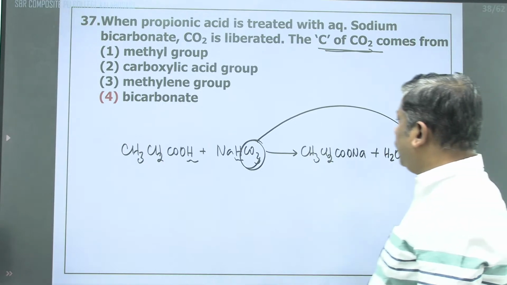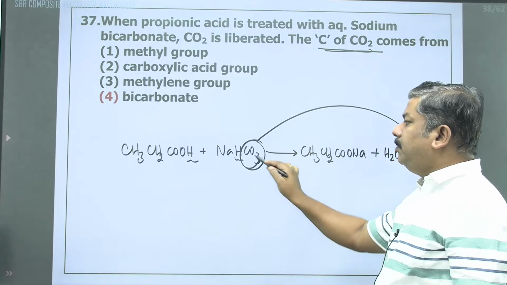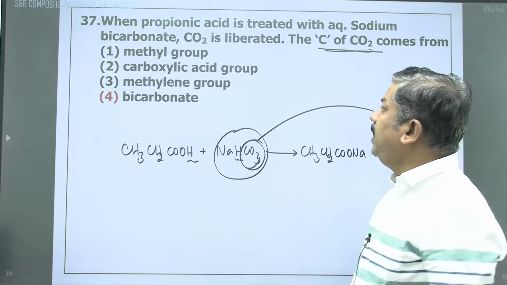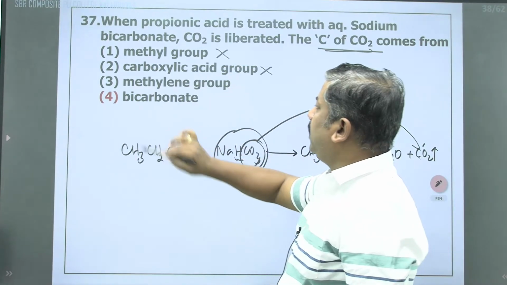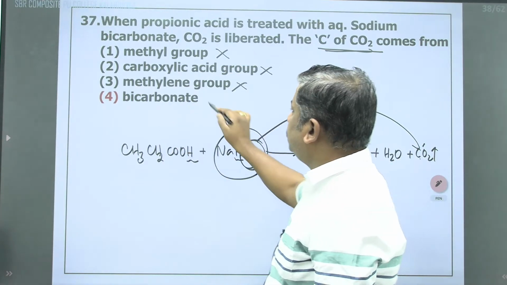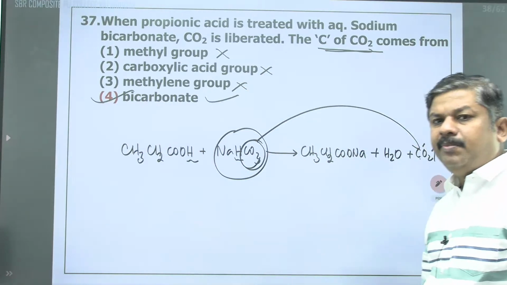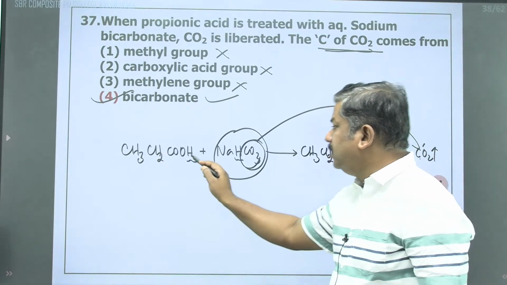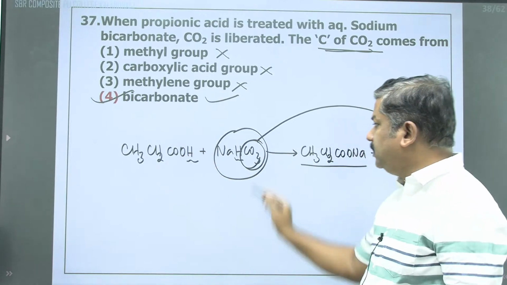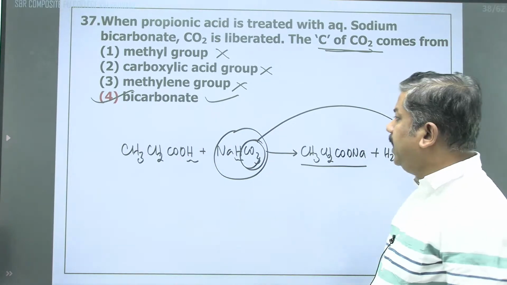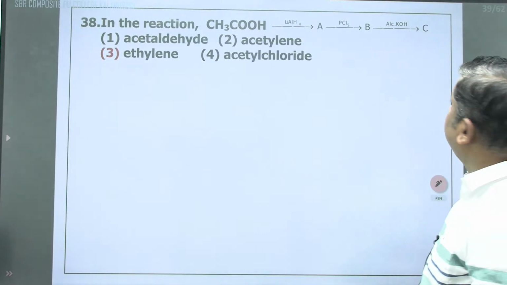The carbon of carbon dioxide does not come from the carboxylic acid. In turn, it is obtained from the carbon of the sodium bicarbonate. Methyl group, it is not correct. Carboxylic acid group, it is not correct. Methylene, the question of methylene is not present. It is bicarbonate. The carbon of carbon dioxide comes from the bicarbonate compound. The acidic H is replaced by sodium. So it is not obtained from the acid. It is obtained from the sodium bicarbonate compound. So the 4th option is correct here. 38. In the reaction, what is the compound C?